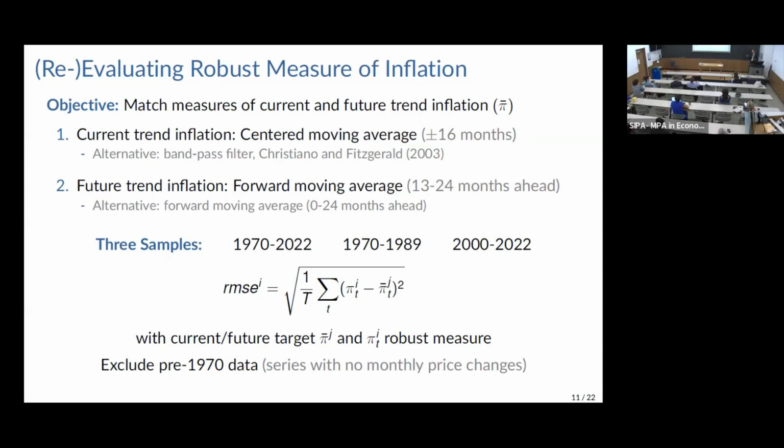So we use standard moving averages plus minus 16 months. Alternatively, we also have the bandpass filter, so we drop anything with a frequency below 39 months or so. And then secondly, we use future trend inflation, again following the Dallas methodology. There we look at forward moving averages, and we have a variation of the bandpass filter. And we consider three different periods, 70 to 22, 70 to 89, or the very recent period, and look at the root mean squared error. Now we have our robust measures pi IT evaluated against the two different targets here. And just to be clear, we could go a little bit further back, but we exclude pre-1970s in the exercise. I think we have something in the appendix, simply because a lot of series don't have many price changes in the earlier periods. You want to be sensitive to that.